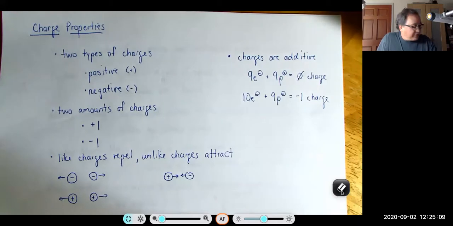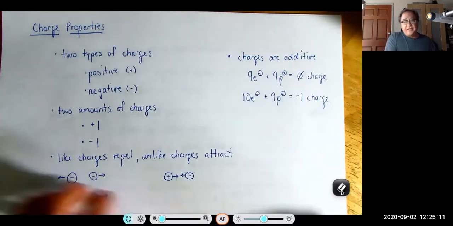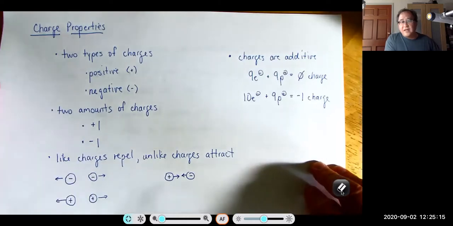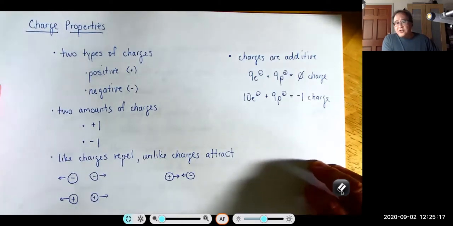So you need to know there's two types of charges. Their amounts are +1 and -1. Like charges repel, unlike charges attract, and charges are additive.